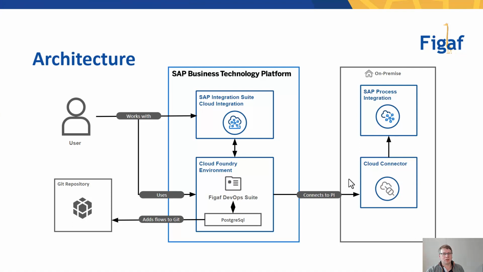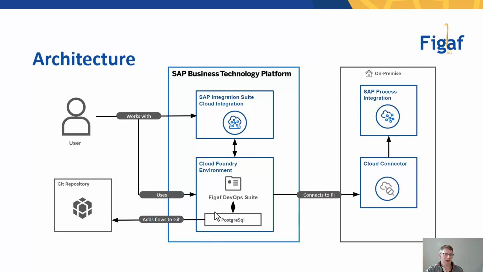Let's first look at the architecture that we want to achieve. So we have the integration suite here. And I guess the main focus when you're deploying this is to use it in conjunction with Integration Suite or Neo. And you can use this deployment option no matter where you have the SAP PI or Integration Suite system. It can be Neo or Cloud Foundry. This is just the runtime where we are running the Figaf tool.